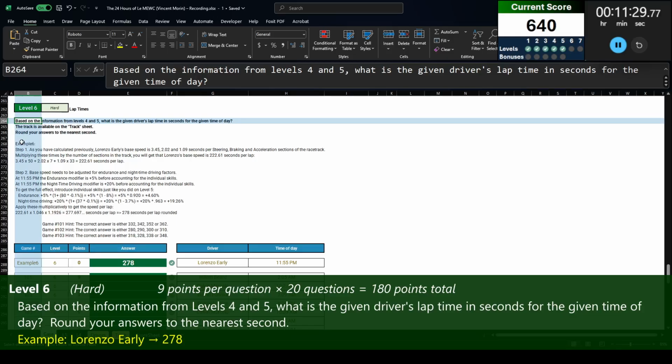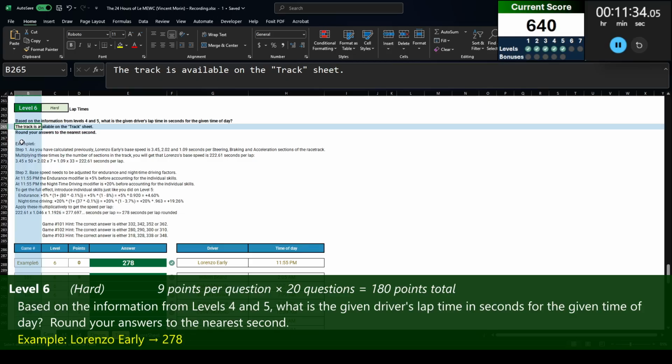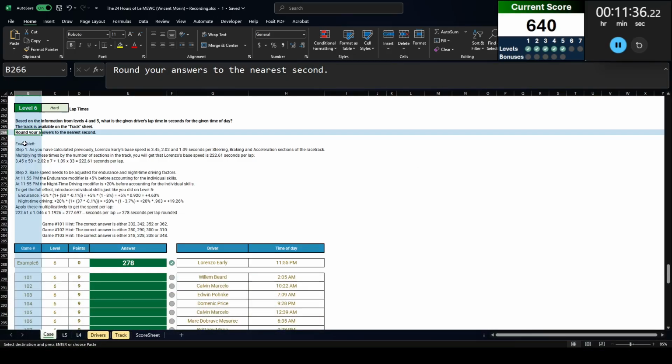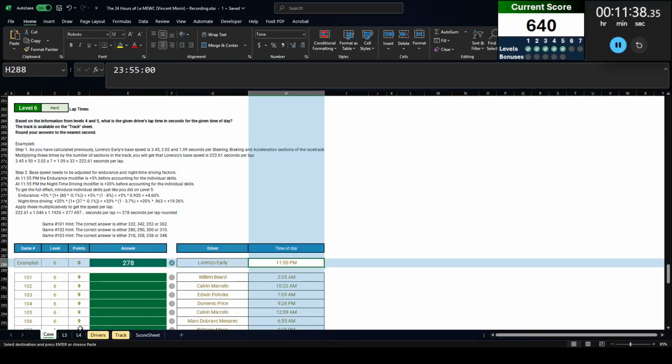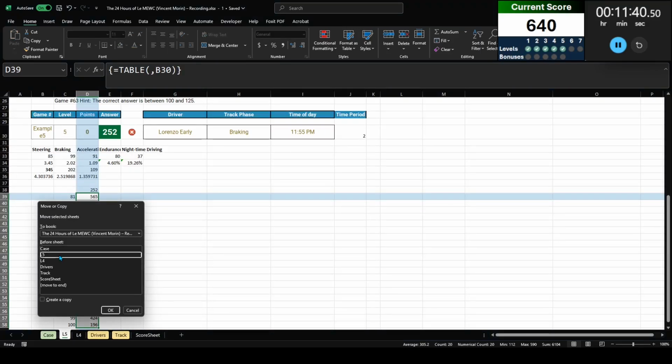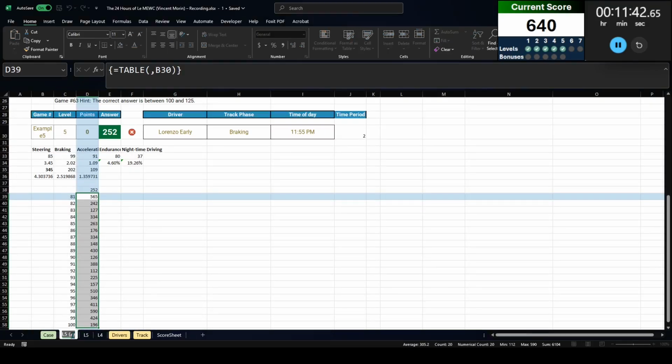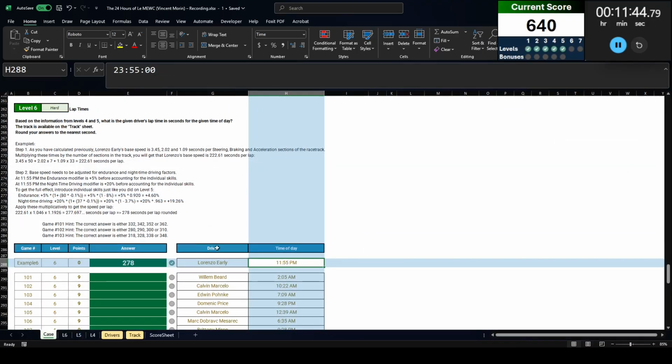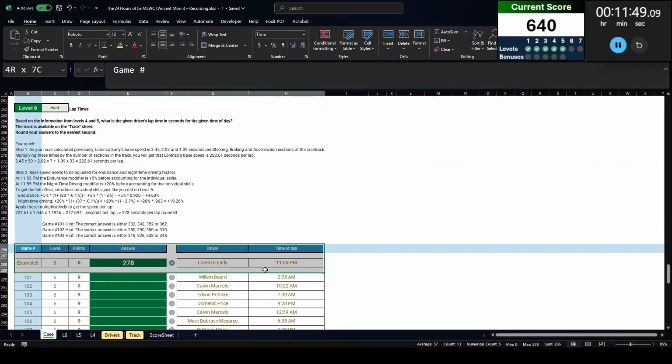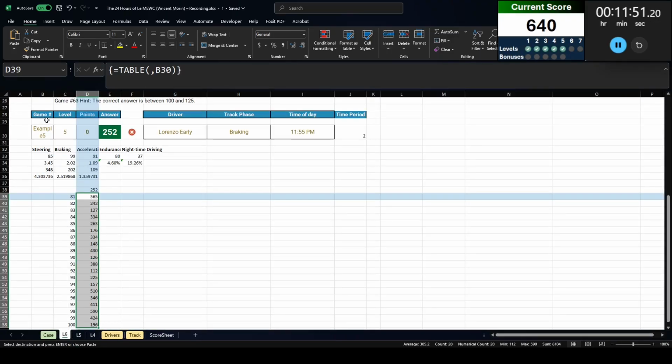Based on the information from levels 4 and 5, what is the given driver's lap time in seconds for the given time of day? The track is available on the track sheet. Round your answers to the nearest second. So here we have the driver, we have the time of day. I think we can continue keeping this model. Probably don't need to copy a sheet every time, but I am, what's the word, scared of messing everything up. So let's go ahead and copy this over. That's going to be my new runner.